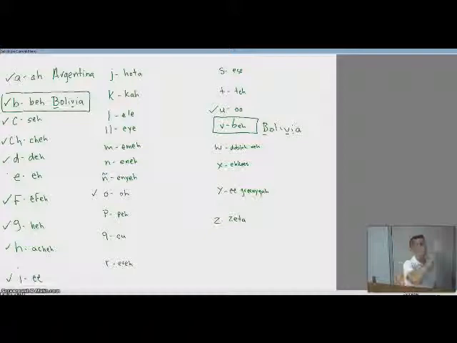Let's take a look at C. We need 2 pronunciations for C. We have Costa Rica, a Central American Spanish-speaking country, and you might notice that both of the pronunciations there are the same. Costa Rica, the hard K. Well, that's the case if it comes before ca, co, or cu.